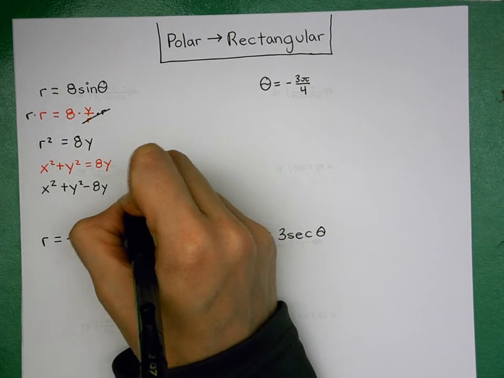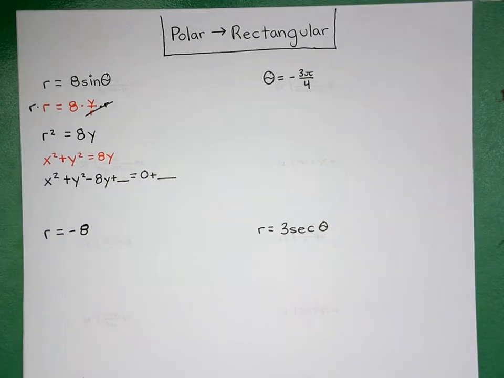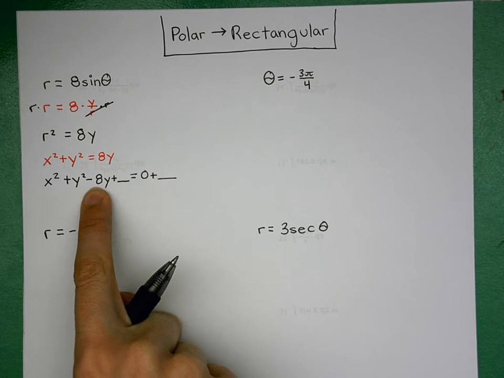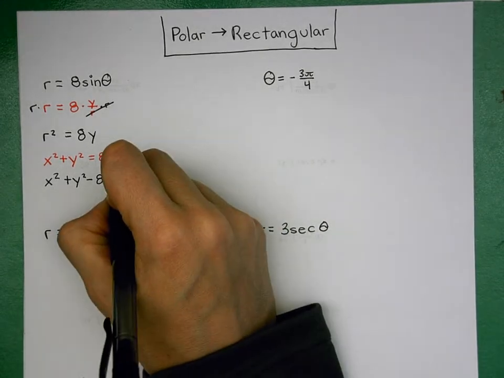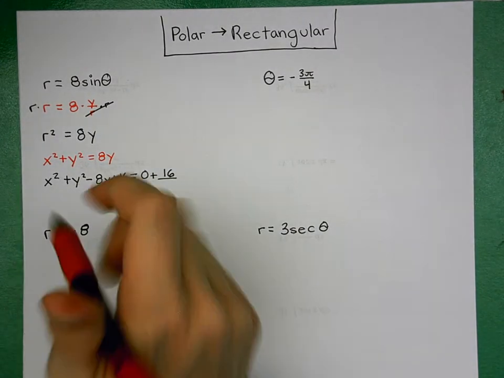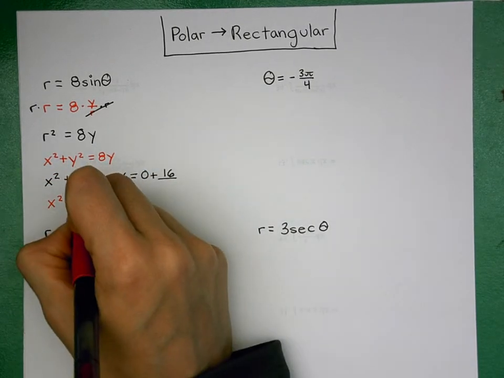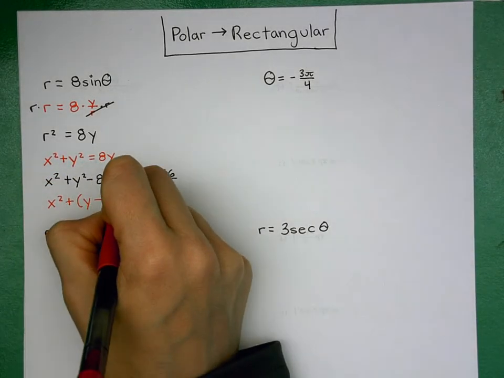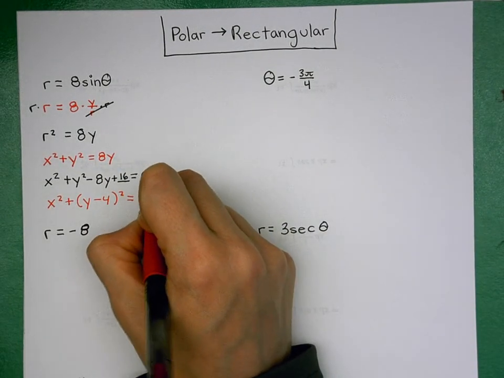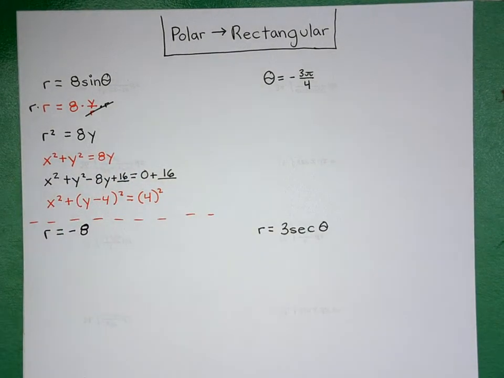Just going to leave this 0 on this side. And the question is, what does that number need to be? Well, half of negative 8 is negative 4, squared is 16. And we've got our circle form. This is x squared plus y squared minus 8y plus 16, which simplifies to y minus 4 quantity squared. And at the back we have equals 16, which I'm going to rewrite as 4 squared, because that way I can actually see my circle form.